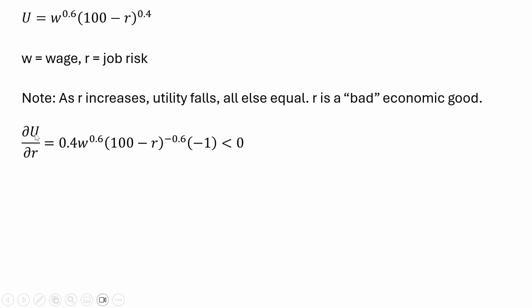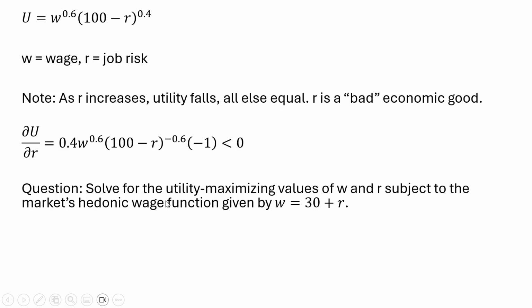We could show that by just taking the partial derivative of the utility function with respect to risk, and we get back this result. And the key thing about this result is that it is negative, or less than zero. So as risk increases, the worker's utility falls, all else being equal.